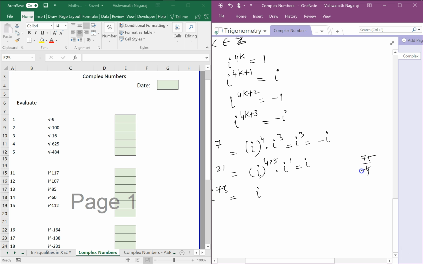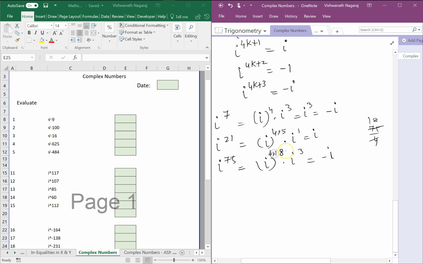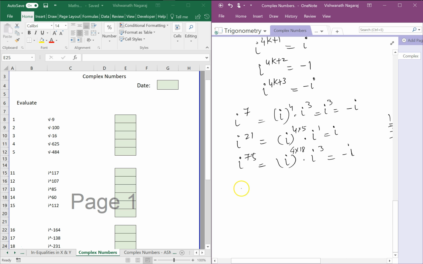75 divided by 4. 4 ones are 4, 3, 4 eights are 32, 3 remainder. So i to the power of 18 times i to the power of 3. Now i to the power of 3 is minus i. 4 into 18, right? You have to write it, you can't just write 18. 4 into 18 shows that it is a multiple of 4.